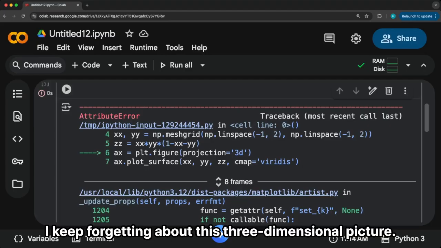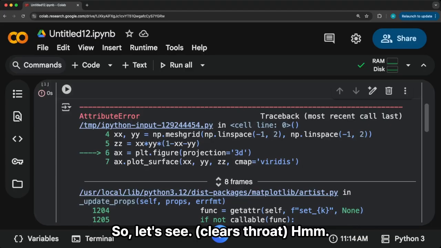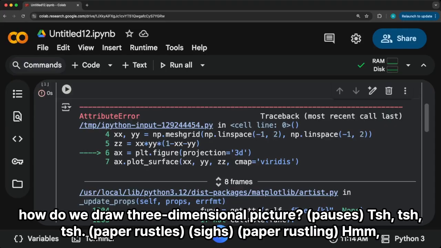Forgetting about this three-dimensional picture. So let's see. What was it, how do we draw a three-dimensional picture? See.